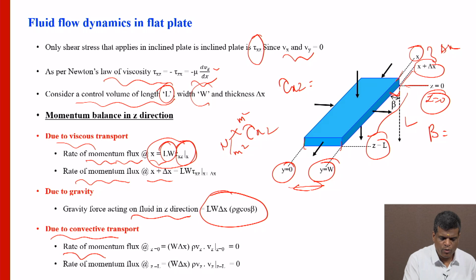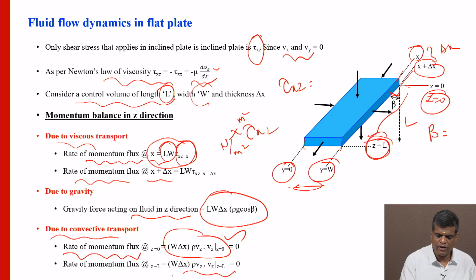For the convective transport, the rate of momentum flux at z equal to 0, we always write W delta x times Vz squared, and the same way at z equal to L, there is a velocity term. That is called convective. Whenever it is viscous, the shear, Newton's law of viscosity will always come in.